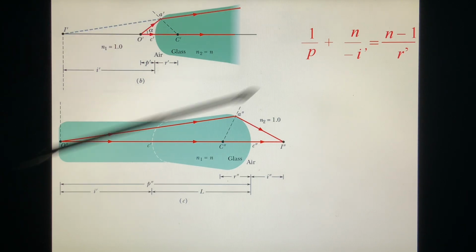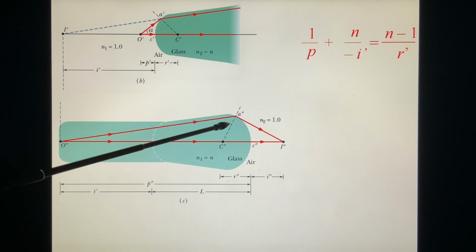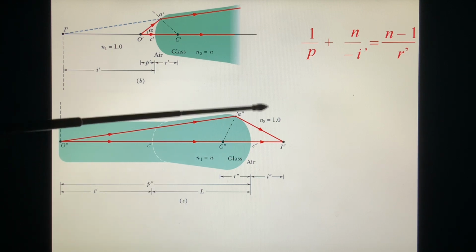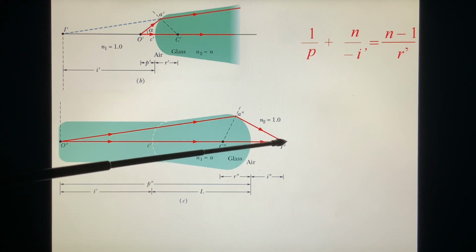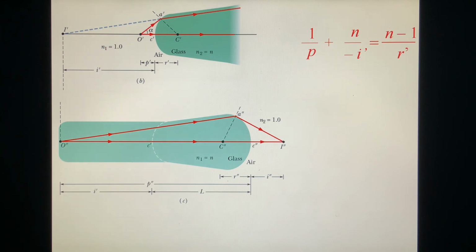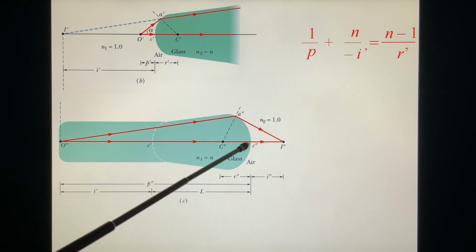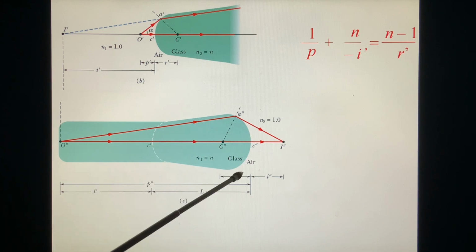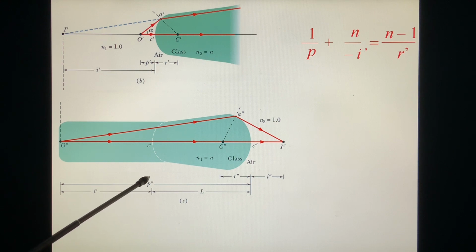The lines continue and hit the second reflecting surface. This is normal, so it reflects to this point. And this central line never changes, so they intersect at the position of the image. In this case, this is I double prime, and for this one, this is P double prime. This is R, and this is air.